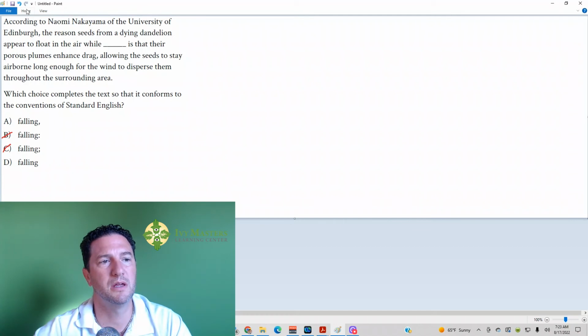Let's pause it. According to Naomi Nakayama of the University of Edinburgh, the reason seeds from dying dandelion appear to float in the air while falling is that their porous plumes enhance drag. And again, a little more abstract, but you do not pause there. Answer choice D is going to be your correct answer.